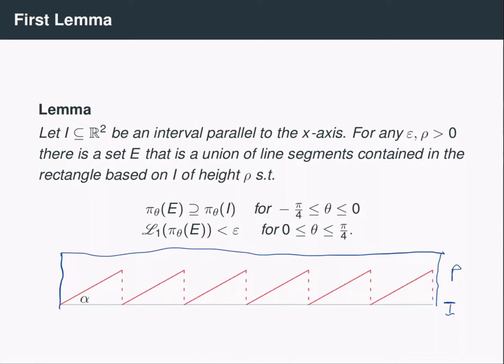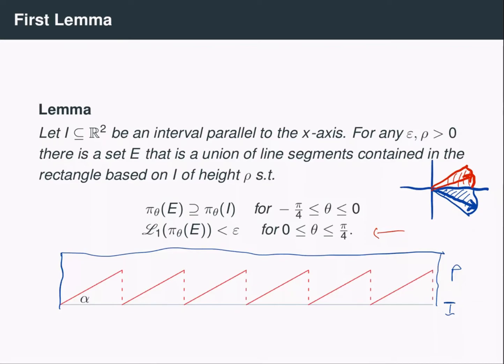such that the following holds. So first of all, if we project in directions between minus pi over 4 and 0, so if we pick a direction in this wedge here, and we project, then the set E contains the interval I. And furthermore, if we project in directions between 0 and pi over 4, so we project in directions in this wedge of directions, then the projection will have small Lebesgue measure.